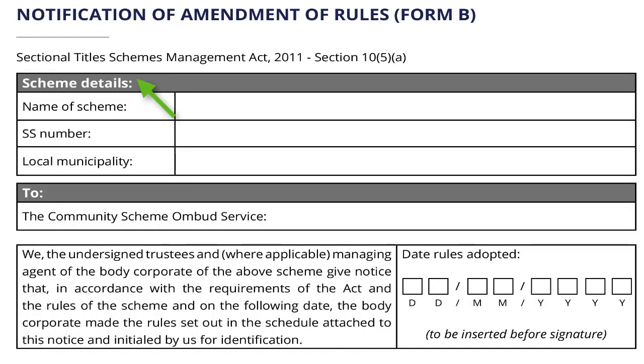Firstly, the scheme details must be completed, namely the name of the scheme and the sectional scheme number. This number can be found on the Certificate of Establishment and the sectional plans of the scheme. Furthermore, the details of the local municipality in whose jurisdiction the body corporate falls must be stated on the form.